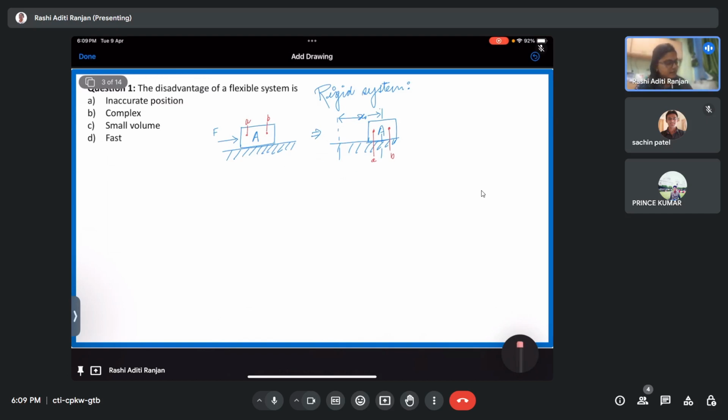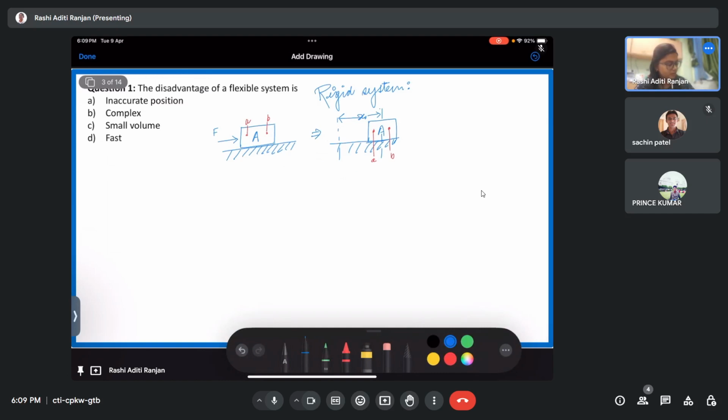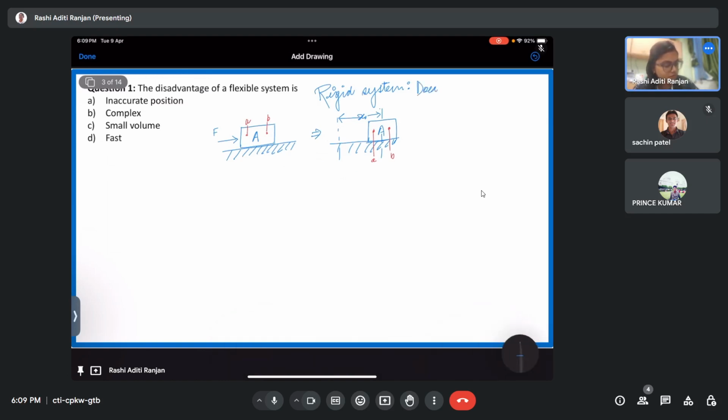So I can say that it does not show deformation on the application of force. Cool, I guess this is clear.